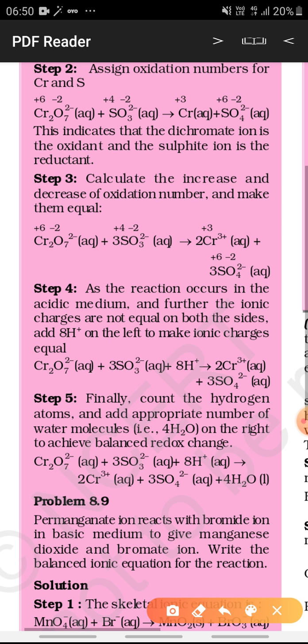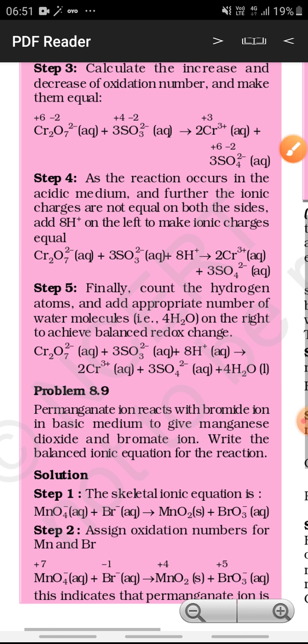The total charge which is present on the left hand side, you all can see, is 2 negative plus 2 negative into 3. 6 negative plus 2 negative is 8 negative. This side the charge is minus 8, and this side the charge is 3 positive into 2 is 6 positive, and 2 negative into 3 is 6 negative. That means here it is minus 8 and this side it is not there. So we add 8 positive ions, that is 8 H ions on the left hand side.